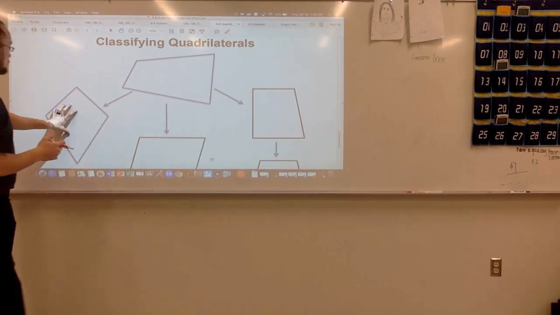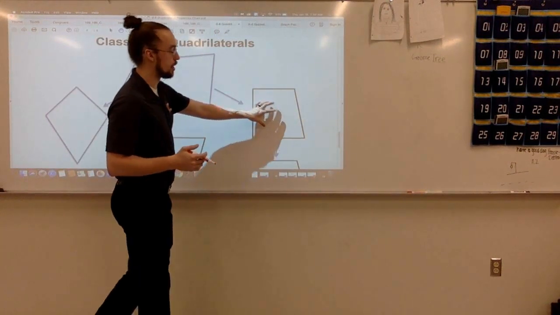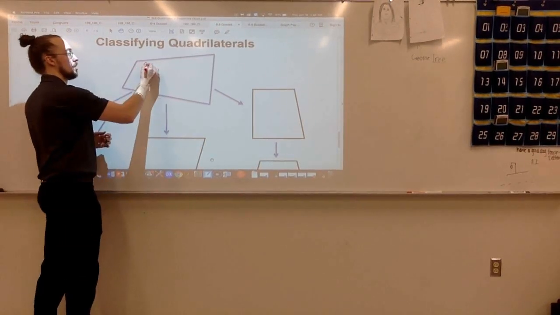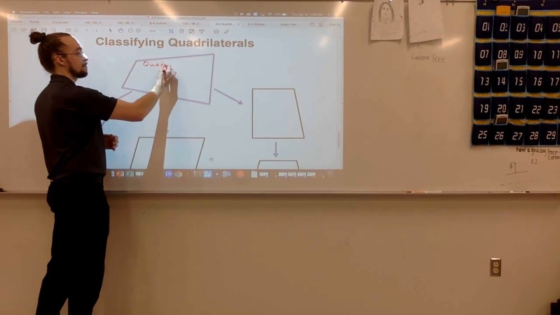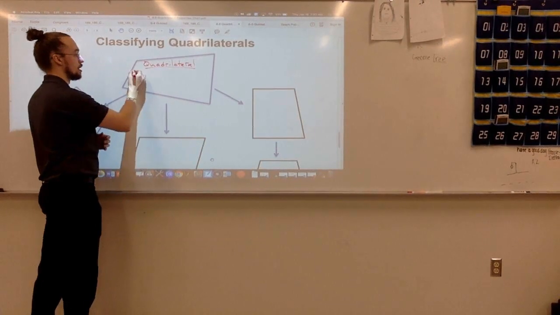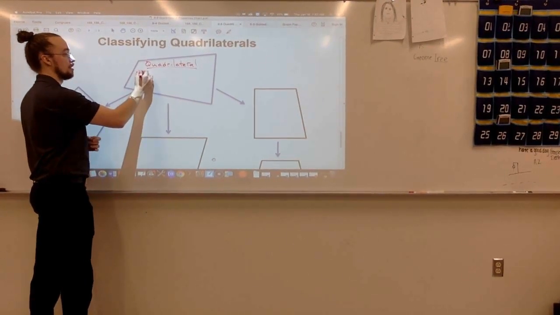We have not talked about kites or trapezoids yet. We've only talked about parallelograms and special types of parallelograms. We'll get to kites and trapezoids in the next section. So for a quadrilateral, that's true. We could say it's a polygon.